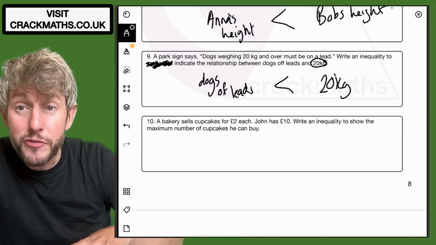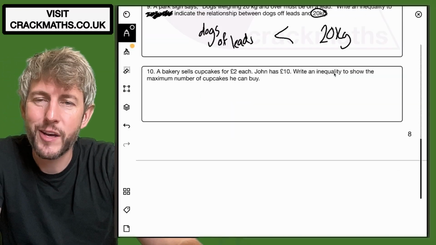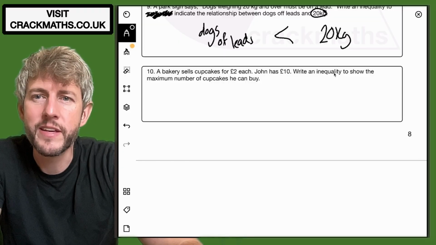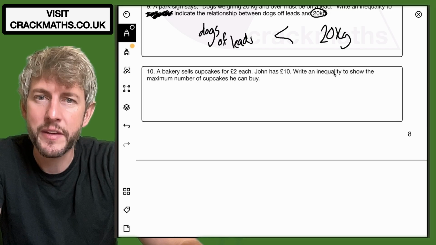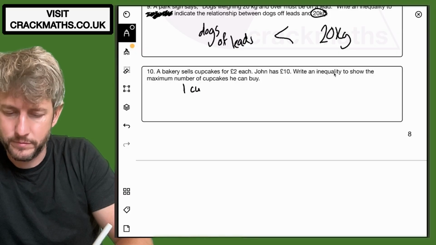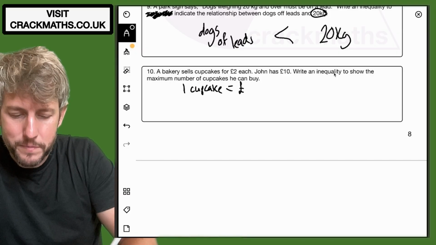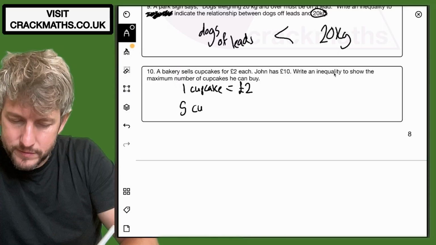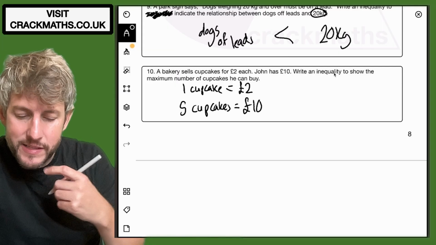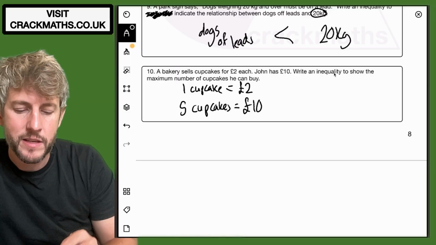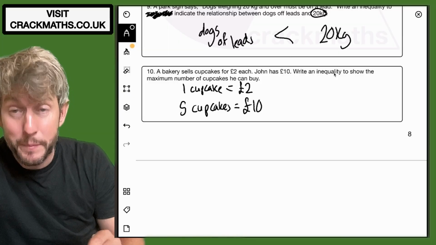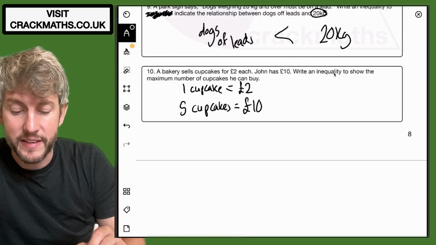Right, question 10 says, a bakery sells cupcakes for £2 each. John has £10. Write an inequality to show the maximum number of cupcakes he can buy. So if one cupcake equals £2, 5 cupcakes will equal £10. What we're talking about is the maximum number of cupcakes we can get. If John has £10, the maximum number of cupcakes he can get is 5.